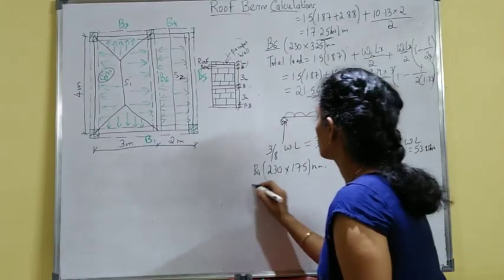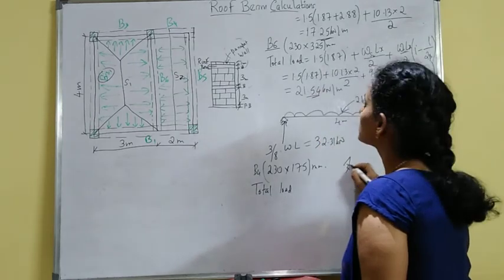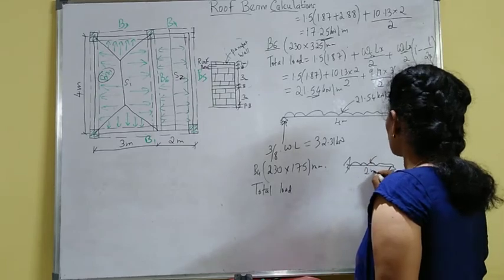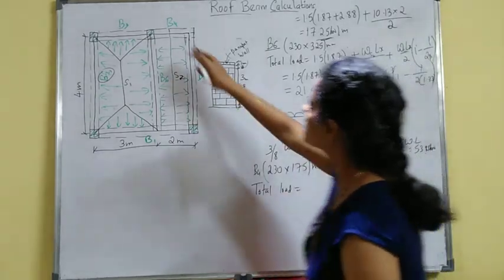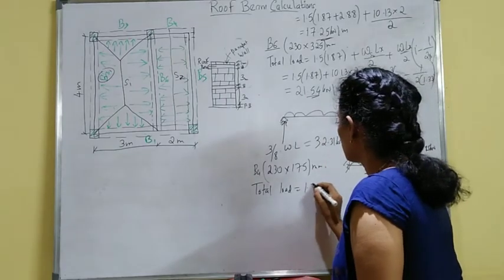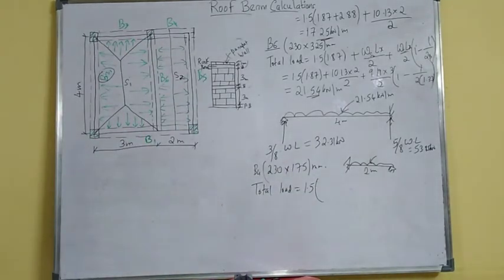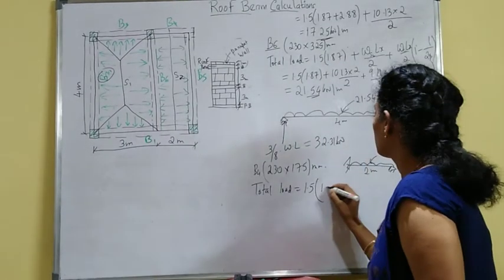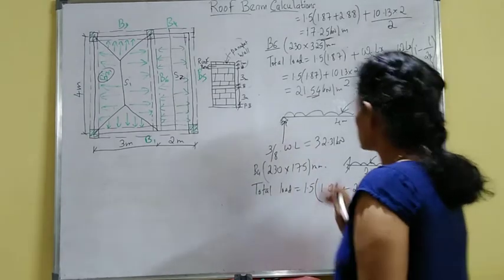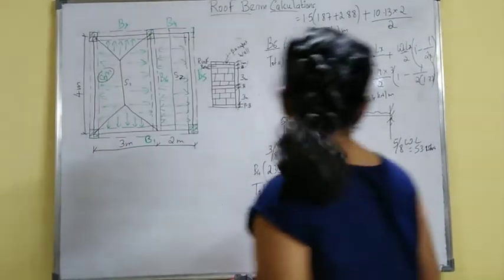Okay, next we will see B4 and B1. Therefore total load, here it is one end fixed, one end pin, 2 meter span. So for total load you will have self-weight of beam and parapet wall. Self-weight of beam is 1.01 and parapet wall load will be 2.88. So just that will be acting on that beam. So you have 5.835.